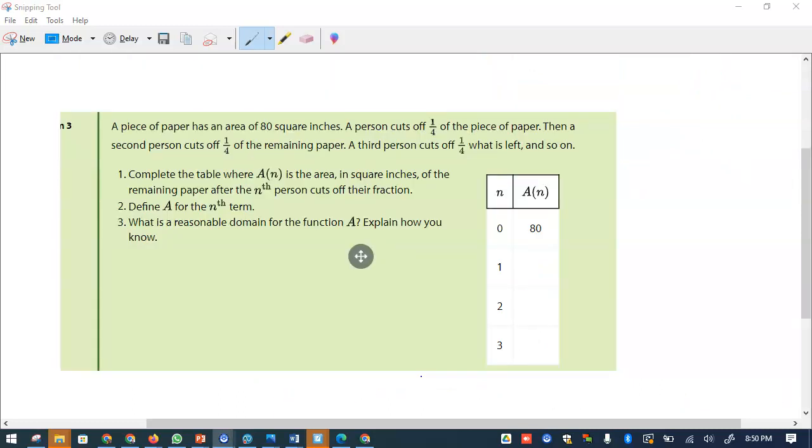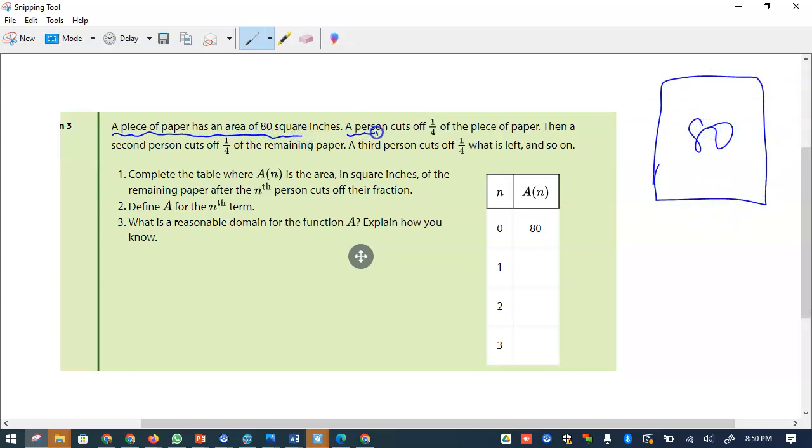Okay, so let's go to problem number 3, which is slightly different. This is the same example we are using. A paper has 80 square inches. So if this is 80, then there is a person who cuts off 1/4 of the piece. That means I can split this into 4 pieces, and these are 4 pieces, 1, 2, 3, 4. So the person cuts off 1/4 of the piece. That means this is taken off, right?